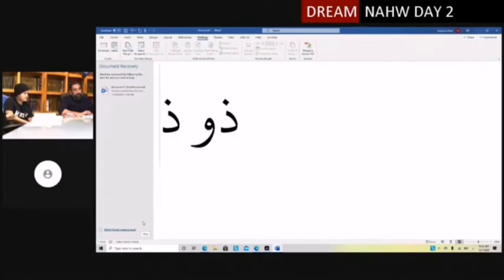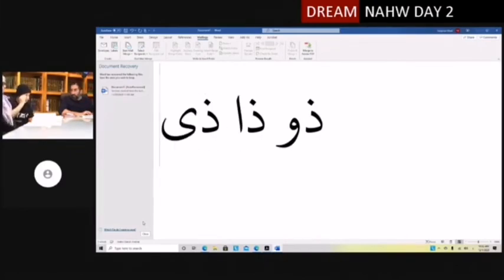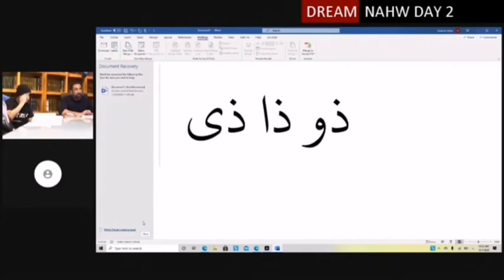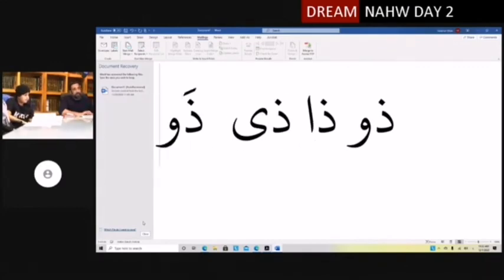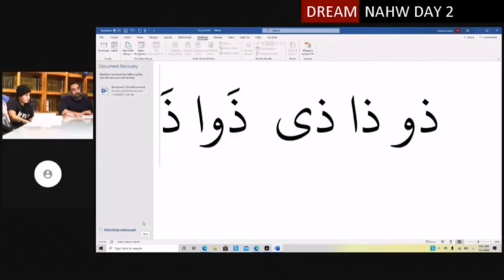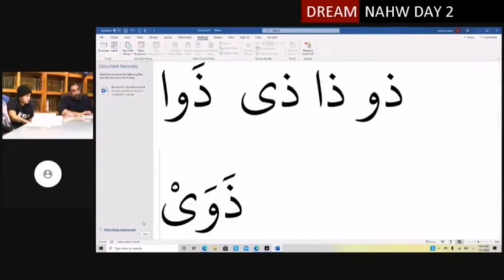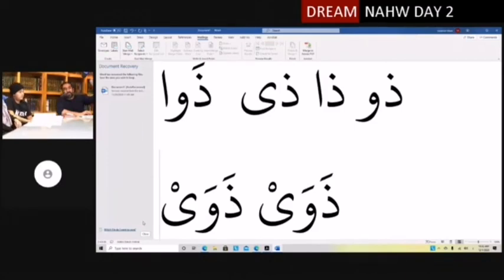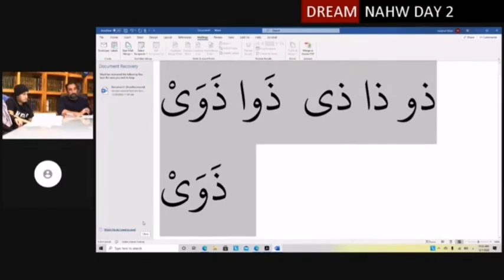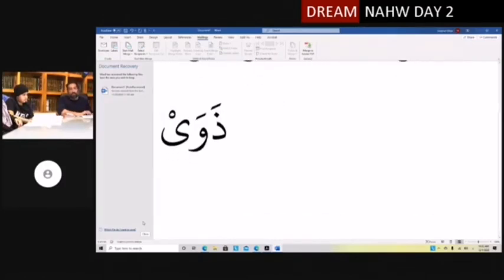Dhu, dha, dhi. That's the singular. Then the dual: dhawa, dhaway. Instead of ani, aini, aini, it's just a, ai, ai, because they're always a mudaf, so the noon never happens. So dhawa, dhaway. And the plural would be like muslimuna, muslimina, muslimina, except there's no noon at the end.